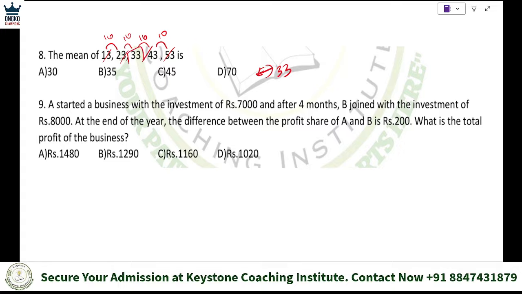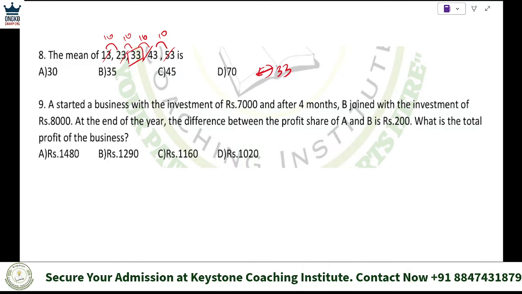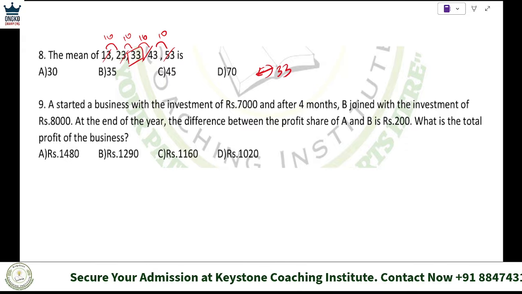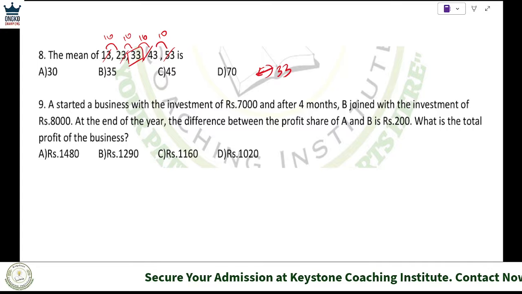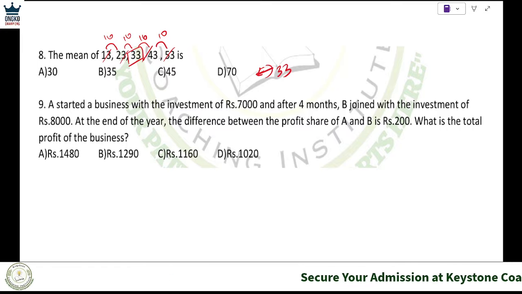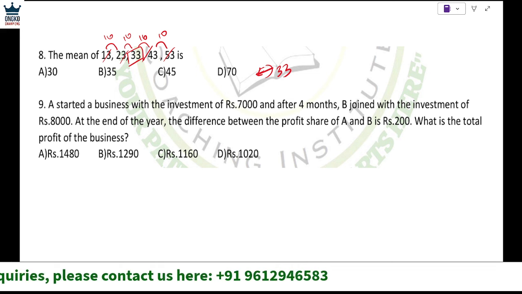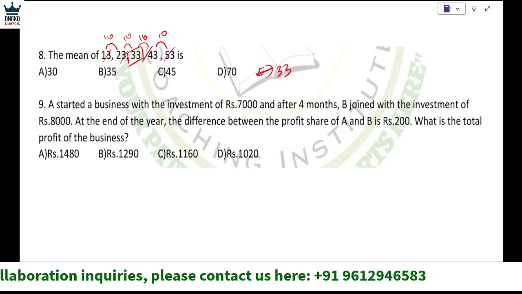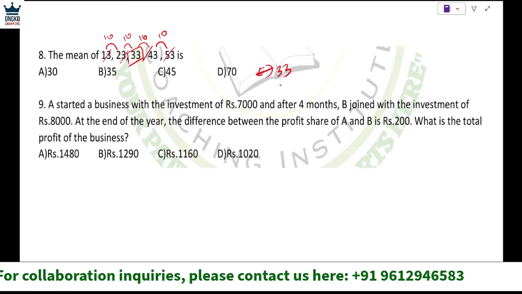If there is an average, that means we add everything and just divide by 5, since we have 5 numbers. So 13 plus 23 plus 33 plus 43 plus 53 divided by 5 will give us again 33, so 33 is the correct answer.